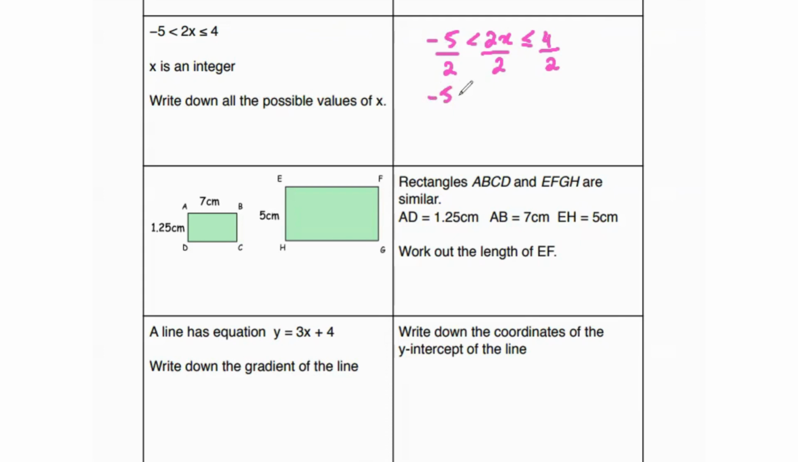And that gives us -5/2 less than x, less than or equal to 2. So we know -5/2 is -2.5. Now we have to write all of the possible values of x that come in this inequality. So that's going to be -2, -1, 0, 1, and 2. That's your answer.